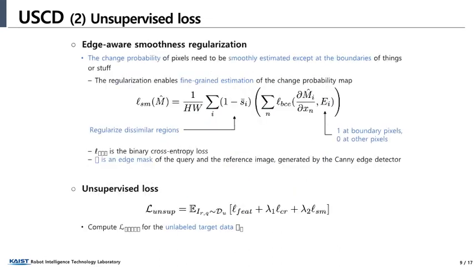As the last component of the unsupervised loss function, we introduce edge-aware smoothness regularization. This regularization prevents the change probability from changing too much as the pixel changes, while also allowing the change probability to change rapidly at object boundaries.